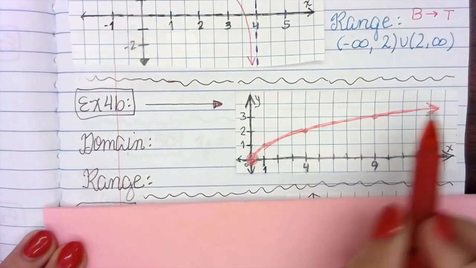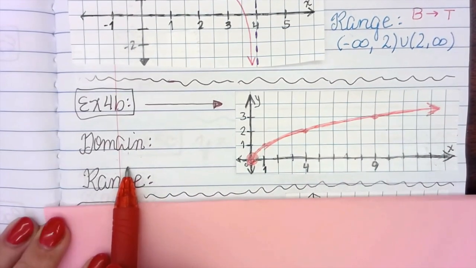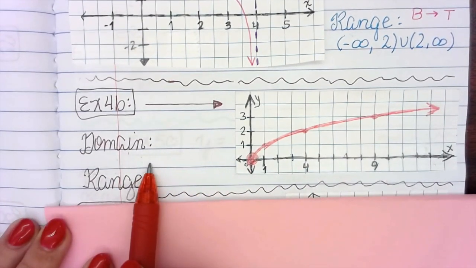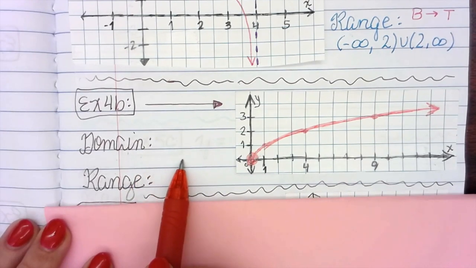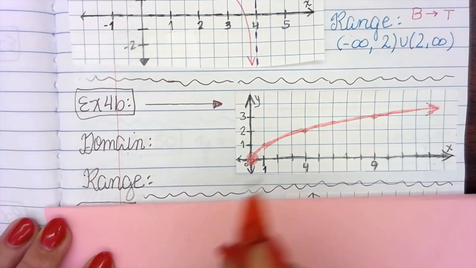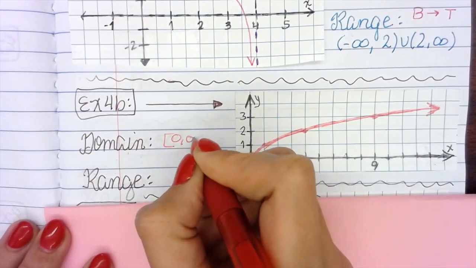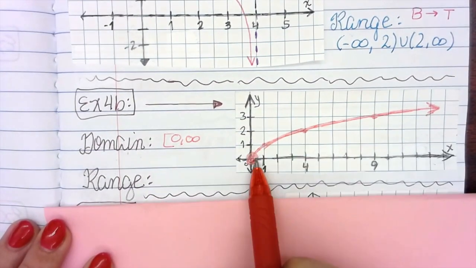Now, domain and range. My domain is going to go from left to right. If I'm all the way down at negative infinity, if I continued my axis down at negative infinity, do I see any red graph down here? No way, Jose. Keep going, keep going, keep going. I get over here at the origin. This is where I first see graph, and it is included. So my domain is going to start at 0, and I'm going to go until infinity because it never stops.